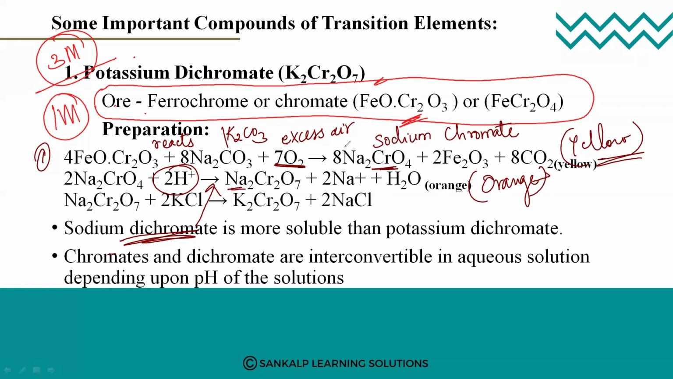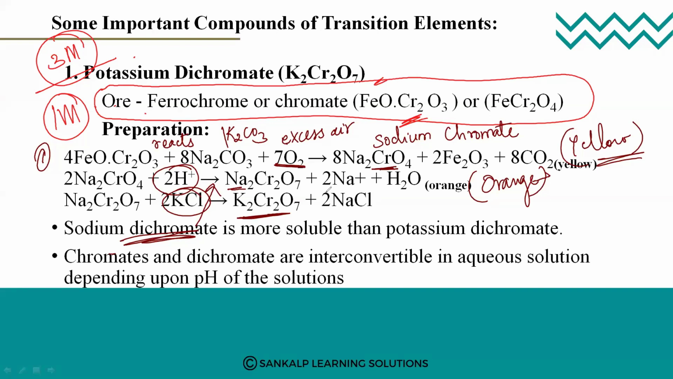After acidifying the solution, in the third step, the solution of sodium dichromate, we are going to treat it with potassium chloride. And what are we going to get? We are going to get potassium dichromate. And what are we going to do? We are going to cool this solution.